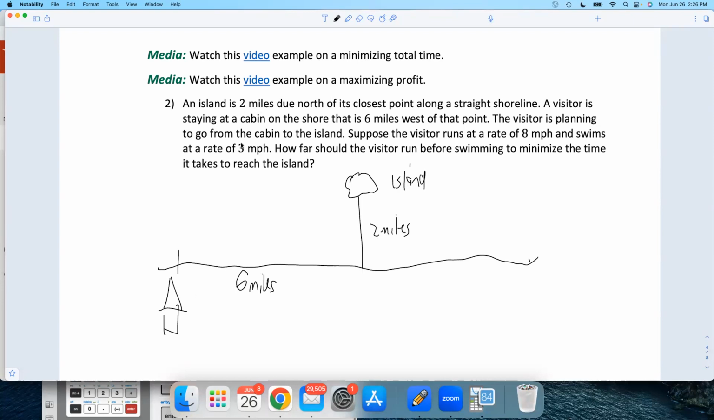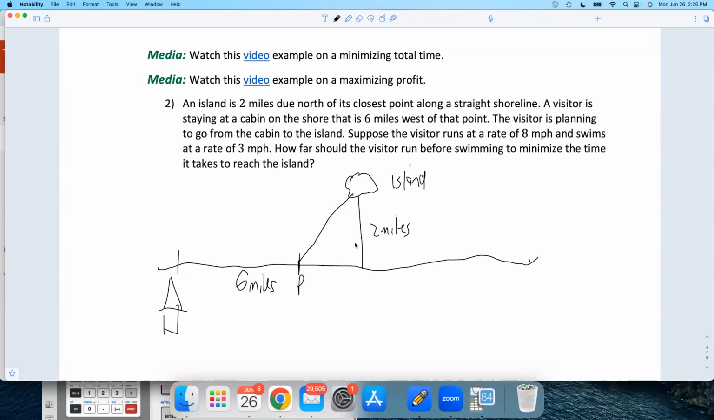And we've got this visitor. She's way over here. She's going to walk down the shore. And at some point, let's call it capital P, she's going to start swimming toward the island. So she runs along the shore here, calculates the exact spot along the shore where she can start swimming toward the island to minimize her time.